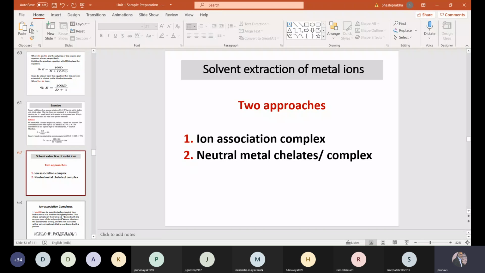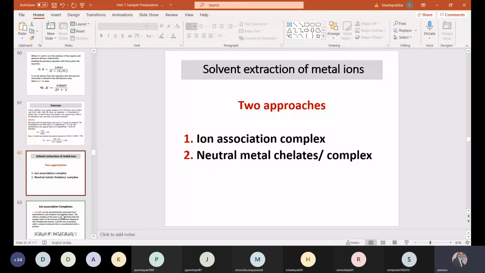Now, when we look at the inorganic ions or the metal ions, it becomes highly unlikely that they would be extracted as such, because they are ionic species. So one can very well comment on that: it will be difficult to extract metal ions from the aqueous phase to the organic phase. They would prefer to remain in the aqueous phase only.